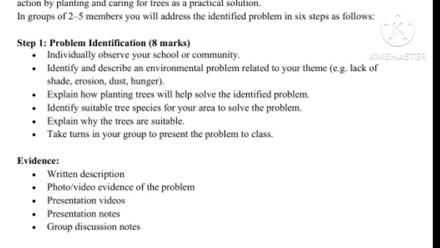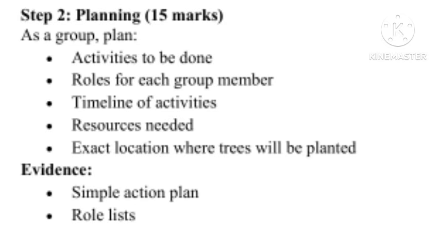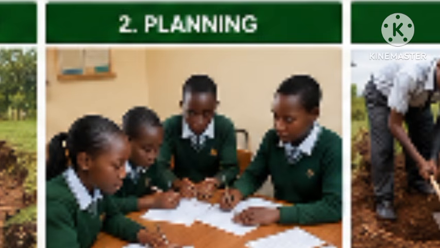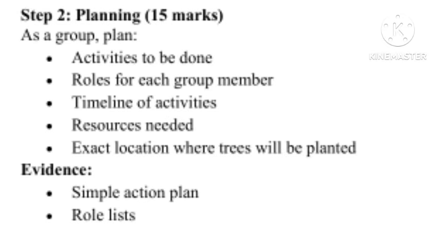Step 2, planning. Learners should prepare a simple project plan. The plan should include activities to be done, roles of group members, timeline, resources needed, and planting location. Here is a sample action plan. Activity: digging holes. Responsible learners, you can assign Brian and Mercy. Then the next activity, water collection. Here the responsible learner, you can assign Anita.